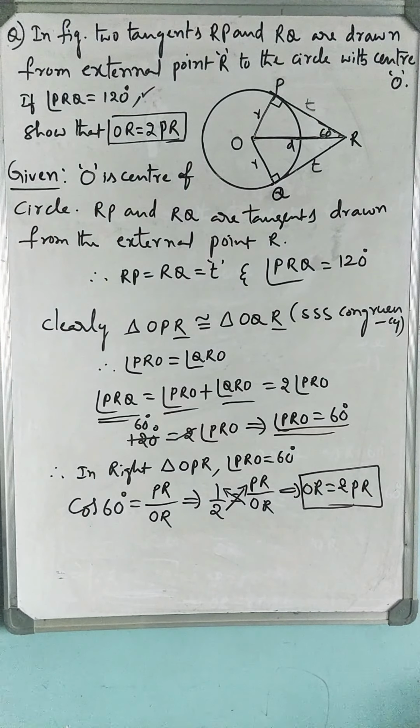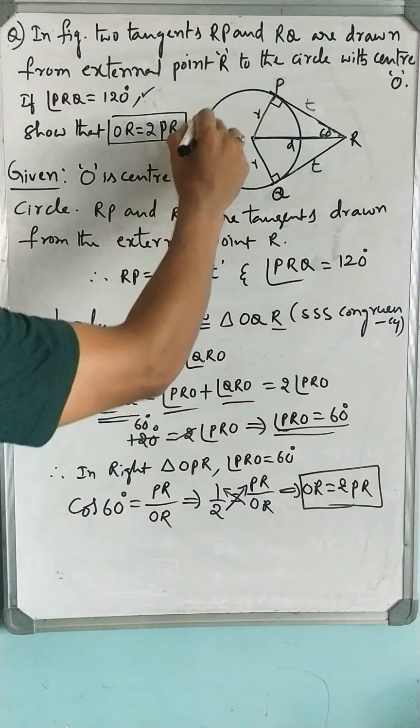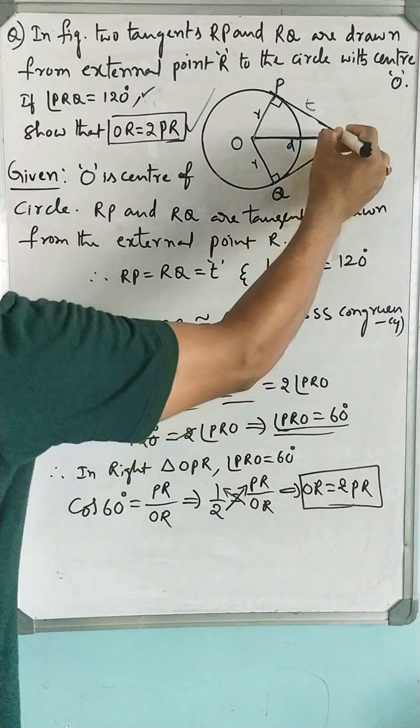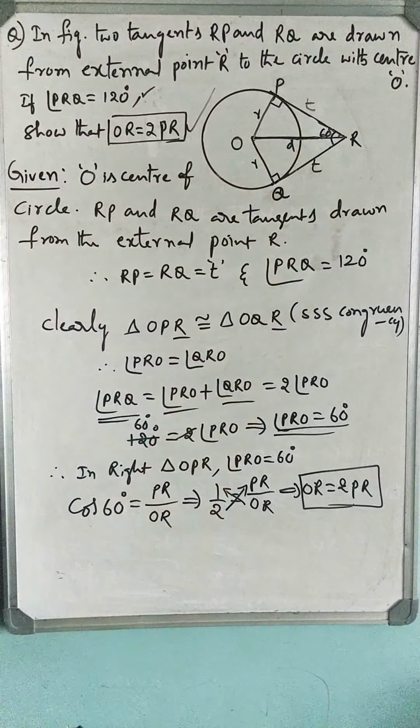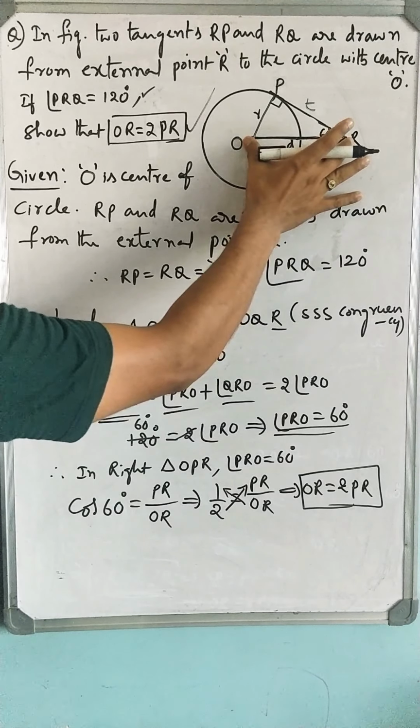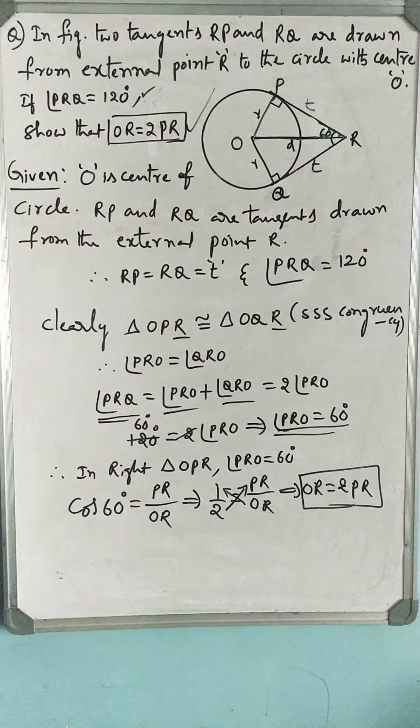So, this is how we prove the required statement, that is, if the angle between the tangents is 120 degrees, then the distance from the center to the external point is twice the length of the tangent. Keep it in mind, which is important for the exam also.